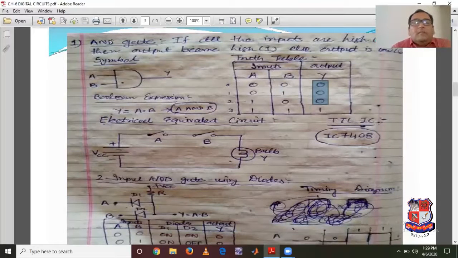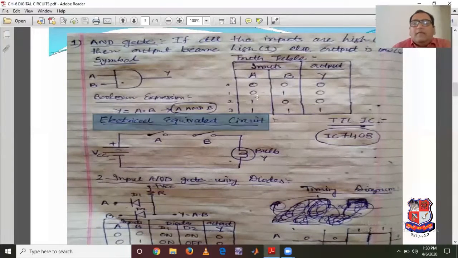Now, as per the behavior of this logic gate, I can prepare the electrical equivalent circuit also. So as per this logic, I can say that when both these switches are in series, then output becomes 1, meaning the bulb becomes on. So this is the condition. I can say the AND gate is nothing but the series operation.